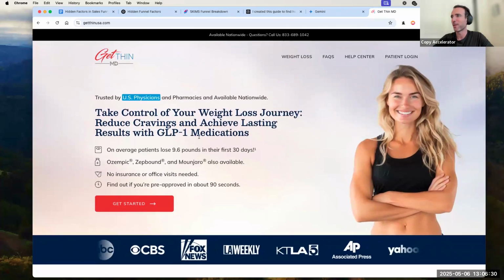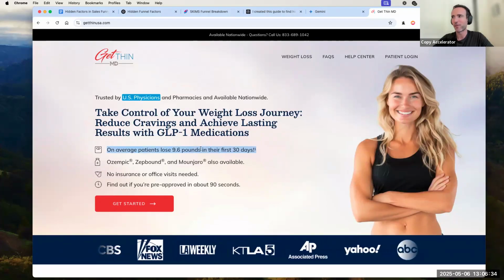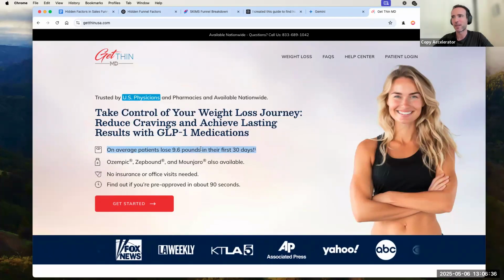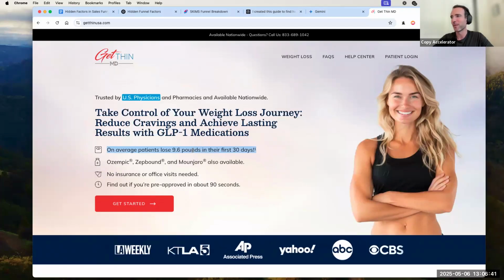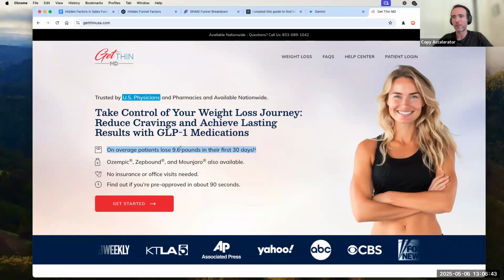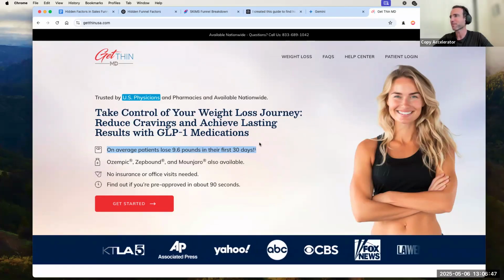There's a few other things. What's cool, by the way, is that this is based on our own patient data. We got a bunch of patient data back, so we can make a bunch of claims. On average, across 600-something patients, the average person across all ages lost 9.6 pounds in their first 30 days. It's pretty cool to have your own data saying that it really works.